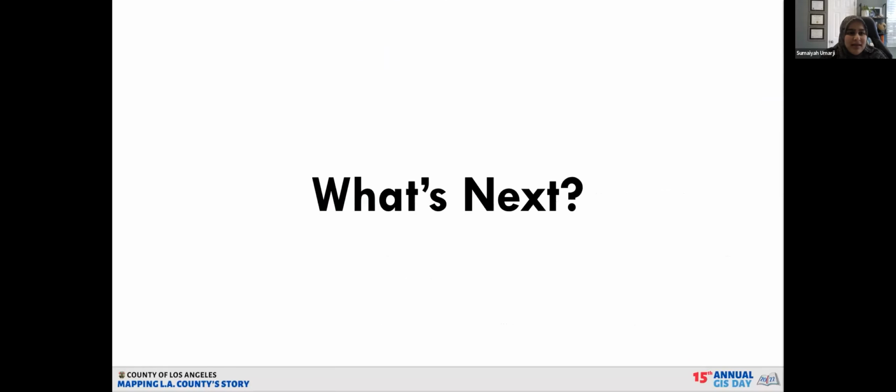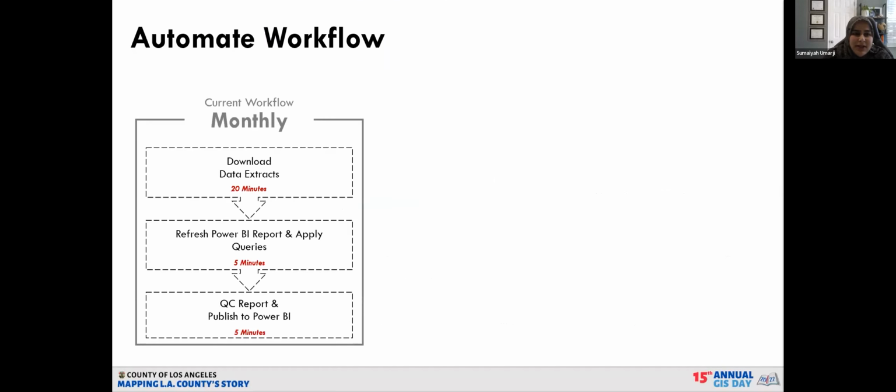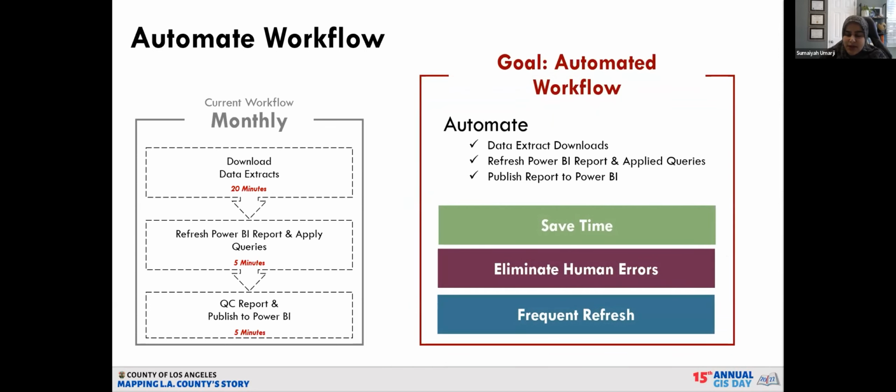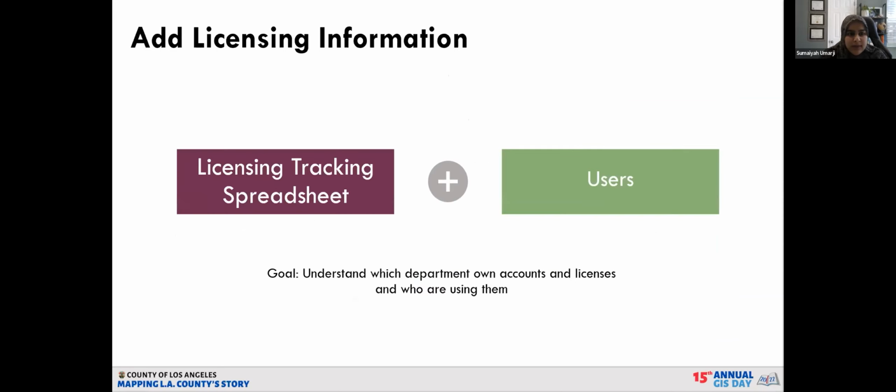So what's next? This is our current workflow. We spend about 30 minutes every month downloading, updating, refreshing, and then republishing. So the goal is to automate this process from the data extract downloads to the refresh and to the publishing of the report. This will allow us to not only save time, but it'll also eliminate human errors and also allow for more frequent updates.